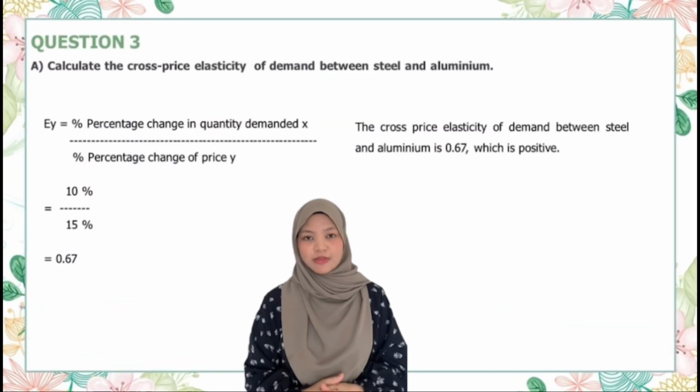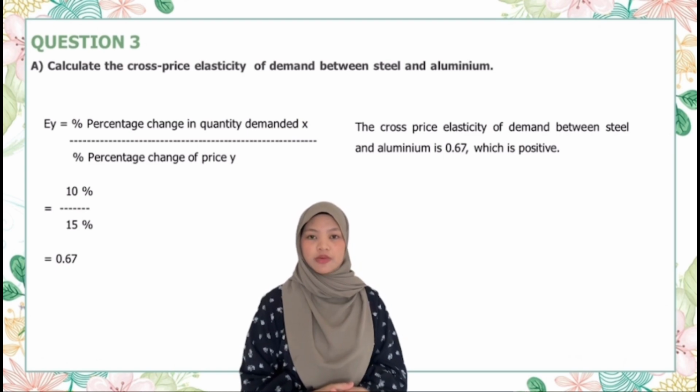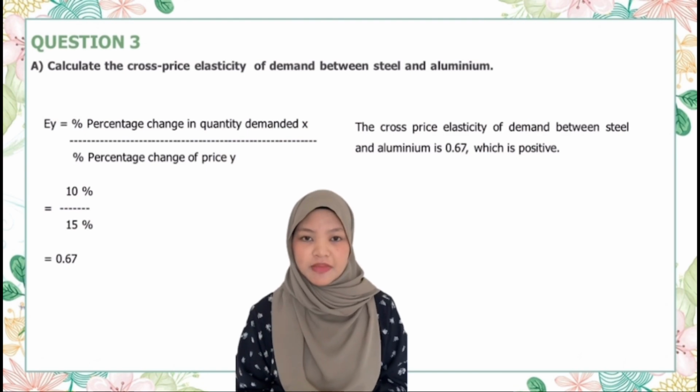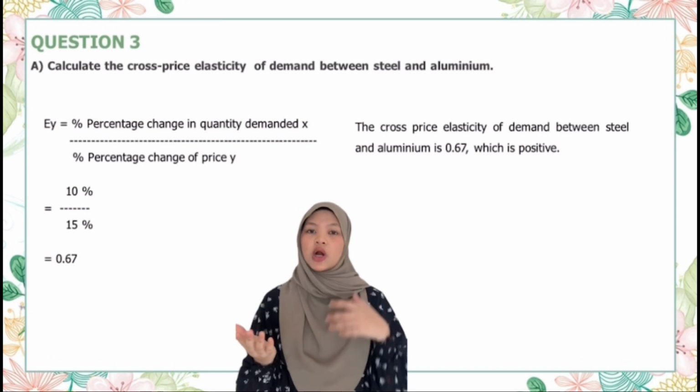Hi, I'm going to present about question 3. So, to address this question, we need to break it up into two parts. A. Calculating the cross price elasticity of demand, and B. Determining whether steel and aluminium are substitutes or complements.